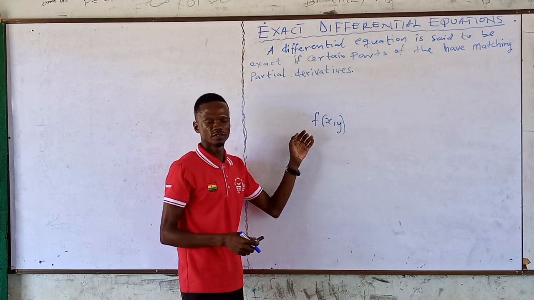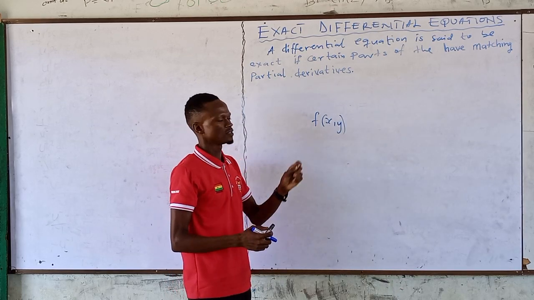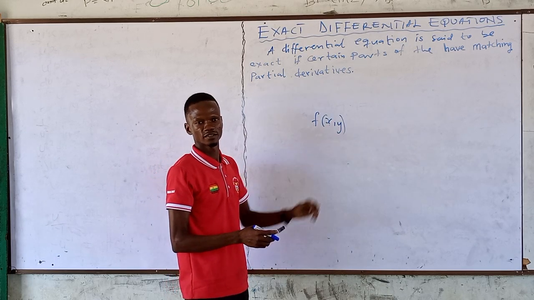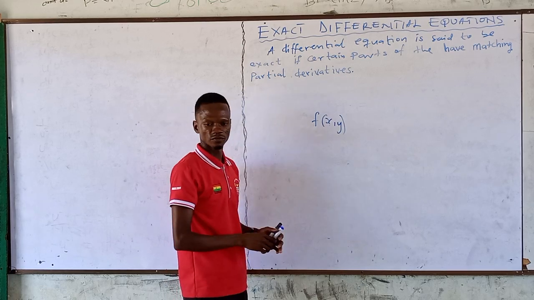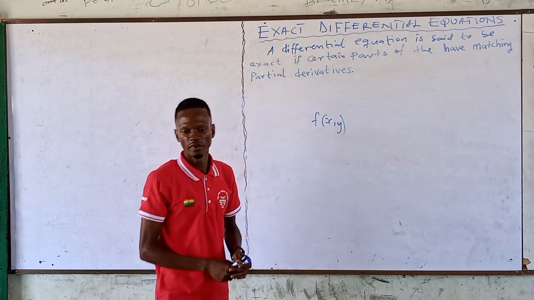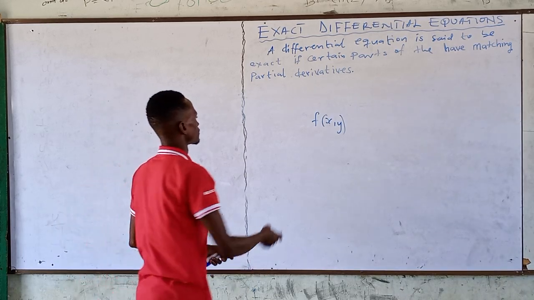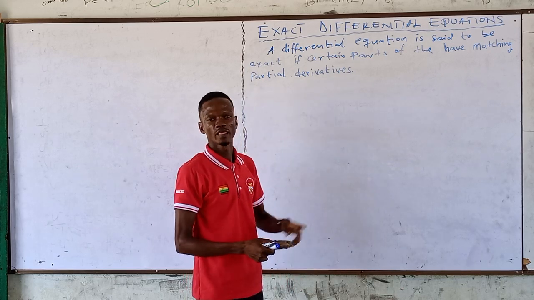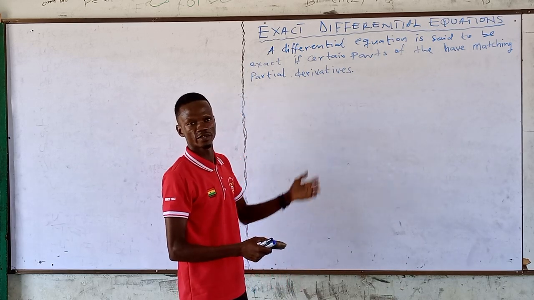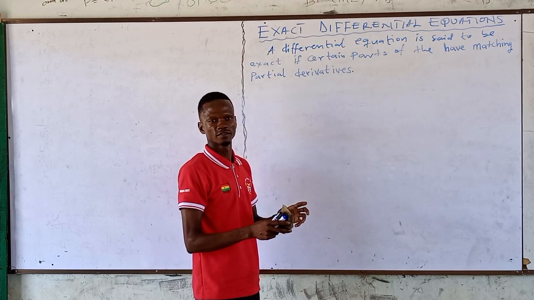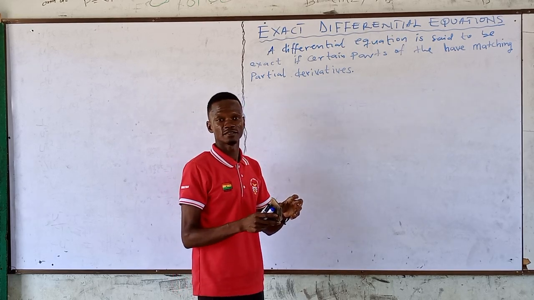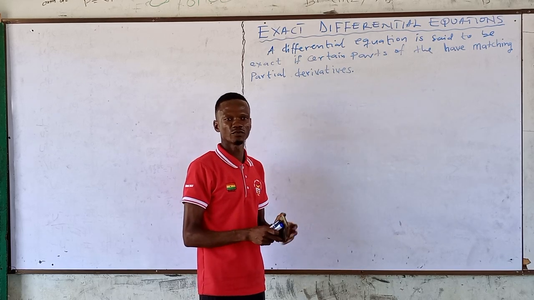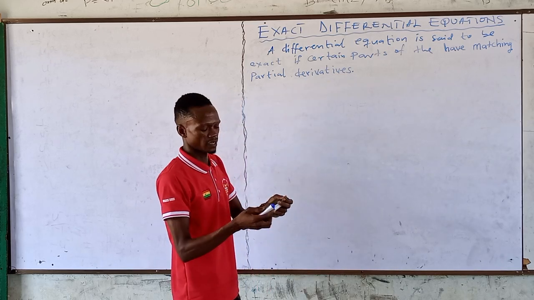So when we are able to differentiate one and keep the other one as a constant, and then differentiate the other and keep the first as a constant, then we refer to that as partial derivatives. So how do we solve exact differential equations? To solve exact differential equations, what we do is we obtain a potential function that satisfies the equation. So we obtain the function f such that its partial derivatives will also satisfy the exact differential equation given.